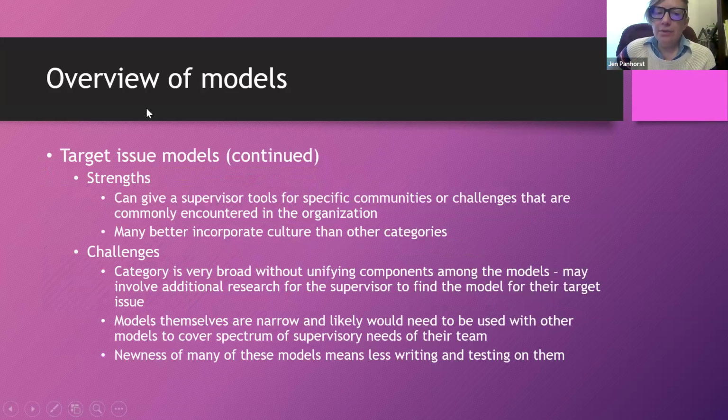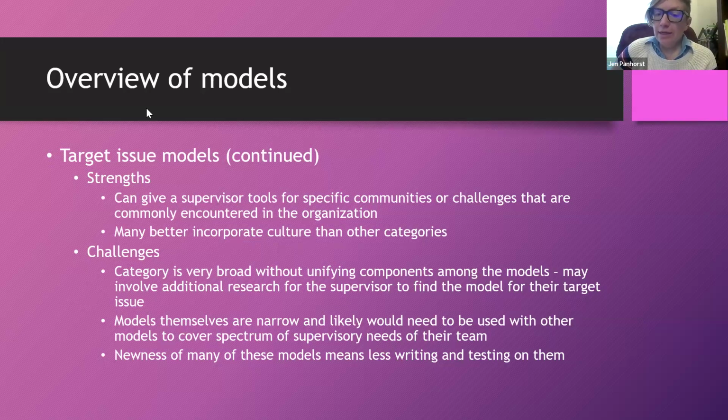So, these can be really helpful if you are in an organization where you are working with very specific communities, or you're commonly encountering challenges around providing services in the particular space that you're in. These can help answer some of those questions or give guidance. A lot of these address culture better than the other categories. You haven't really heard us mention that before now, and it's because a lot of the more established models really don't talk about culture of the clients, the supervisees, the supervisors at all.